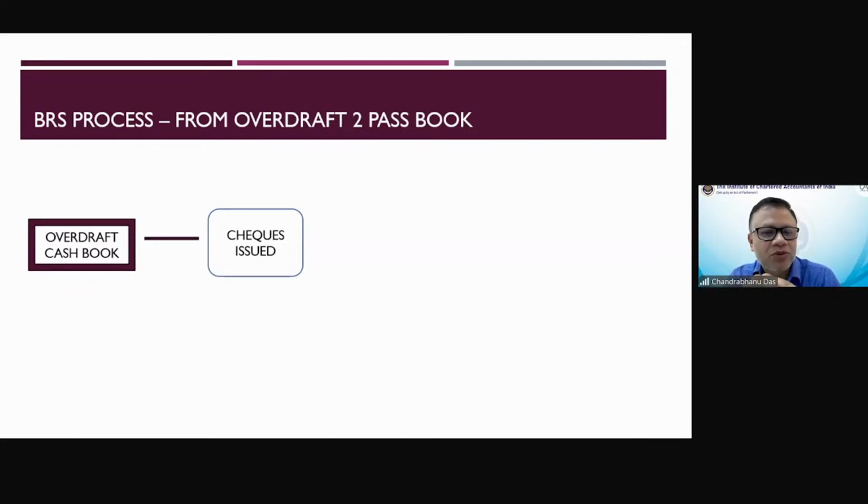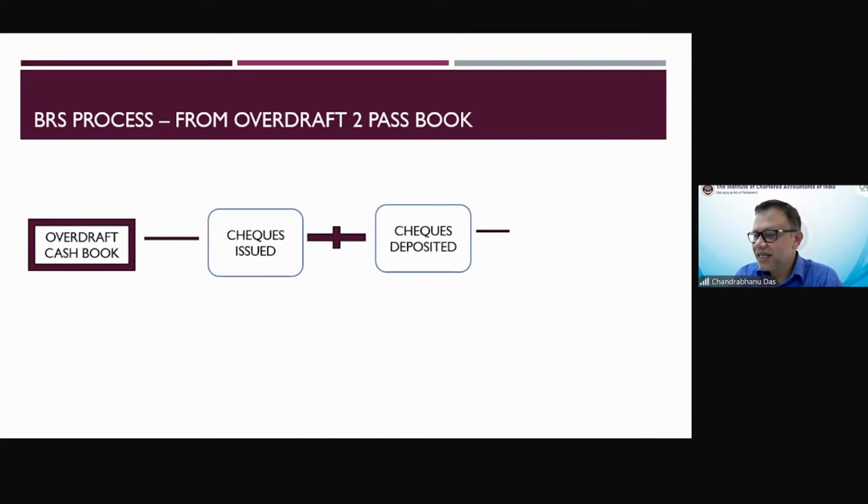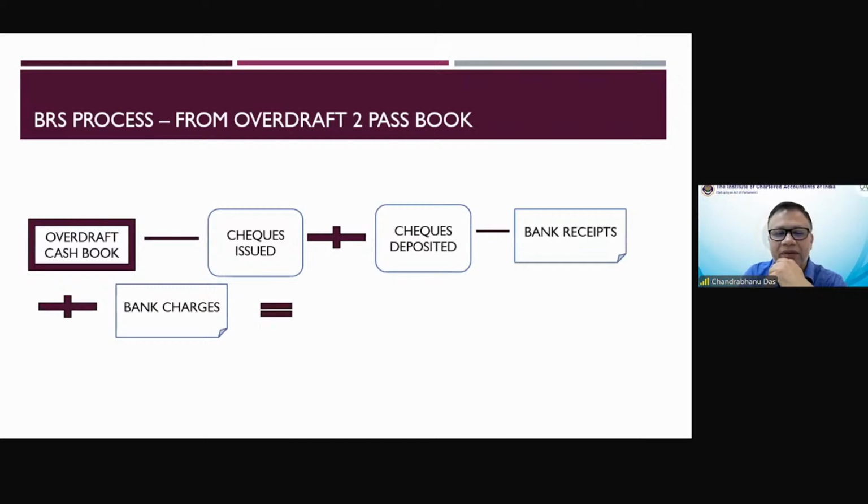Now in an overdraft cash book, checks issued will increase your balance, so you will abandon it. And checks deposited will decrease your balance, so you will add it back. Then you can deduct the bank receipts, because if it is an overdraft cash book, it is assumed that the passbook will also be an overdraft, imagining the balance is the same. In the overdraft passbook, bank receipts will decrease the balance and bank charges will increase the overdraft balance. So then you will arrive at the overdraft passbook balance.